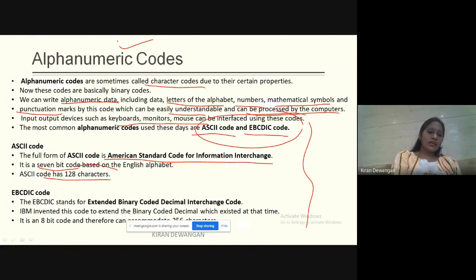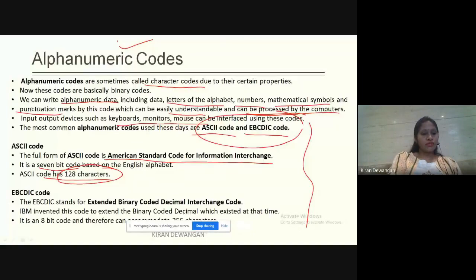तो 128 combination को हम पूरा कोड कर सकते हैं. 128 combinations, that means we can use 128 characters. सारे इंडिविजुअल एक एक कैरेक्टर 7 बिट से कोड होता है.